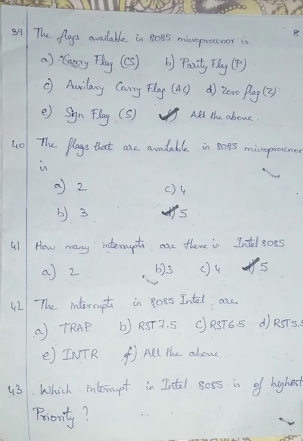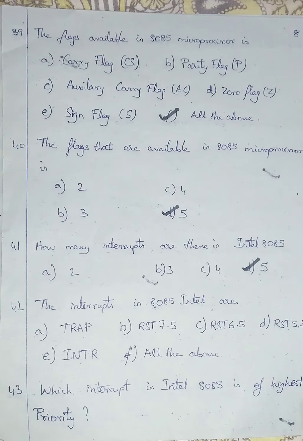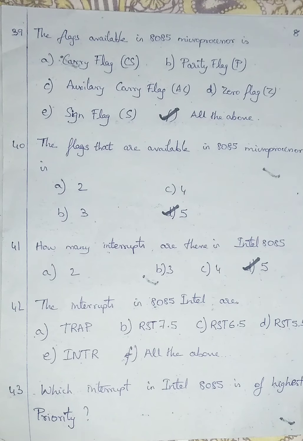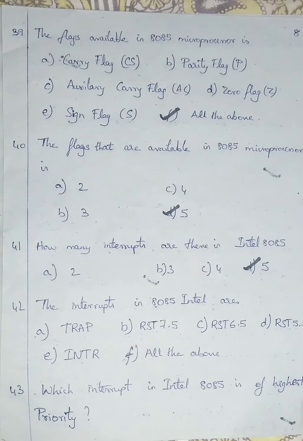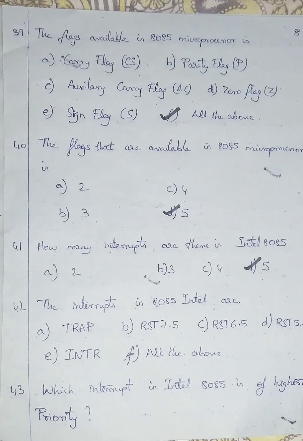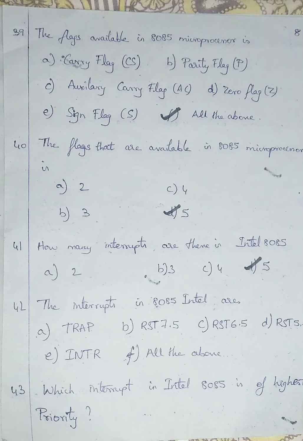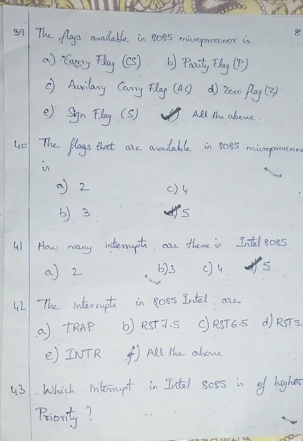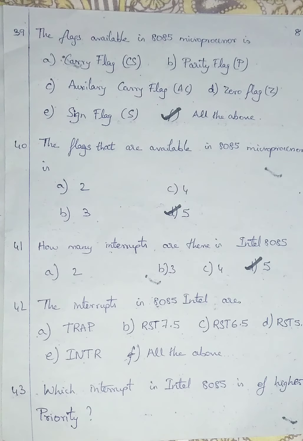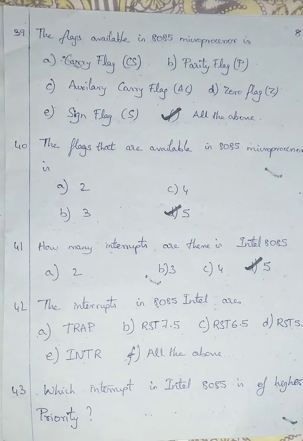If the INTR interrupt is given and at the same time the RST 5.5 interrupt is given, the computer first chooses the RST 5.5 interrupt. Interrupt means commands. If TRAP is given, then RST 7.5, RST 6.5, RST 5.5 and INTR will be of next priority only. If a TRAP interrupt command is given, we can't choose any other interrupts first. Only the TRAP interrupt must be taken.